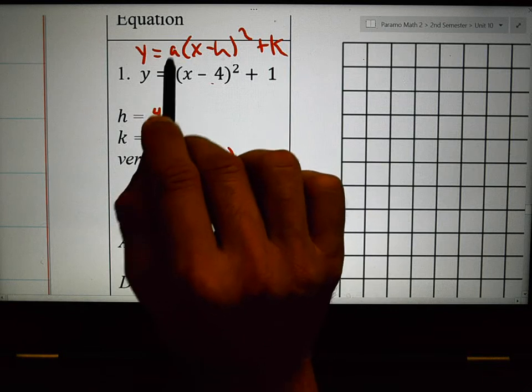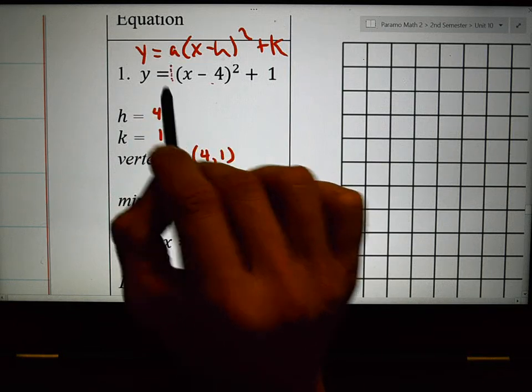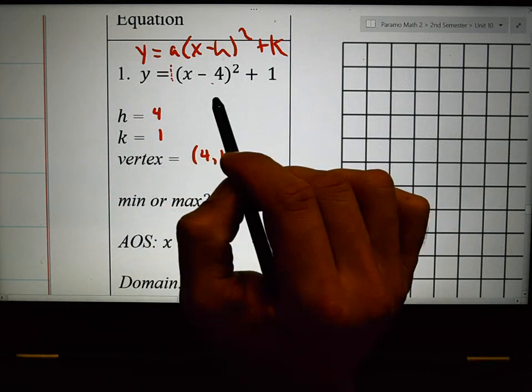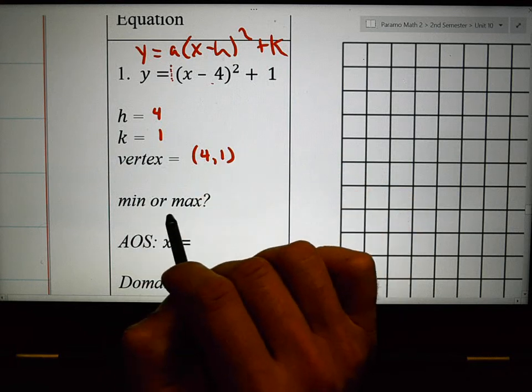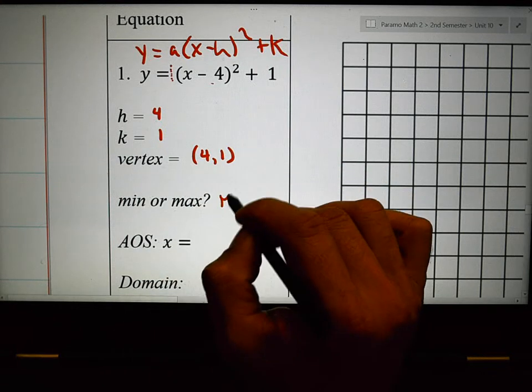Since the A is a positive 1, that means it's going to open upwards. Because it's opening upwards, is there a minimum or a maximum? There is a minimum.